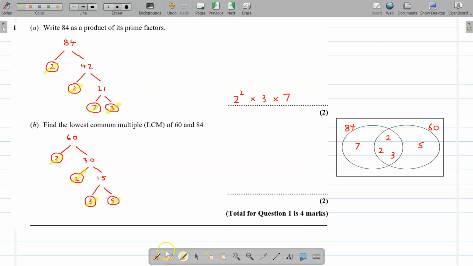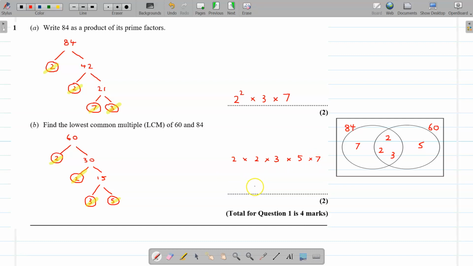Now, this is how it works. It's very simple. If you're asked to find the highest common factor, the HCF, you simply multiply the numbers together in the middle, which is 2 times 2 times 3. Sometimes they ask you for that. If you're asked for the lowest common multiple, you do exactly that, but you also multiply it by whatever's left over outside, which is the 5 and the 7 in this case. That's the lowest common multiple.